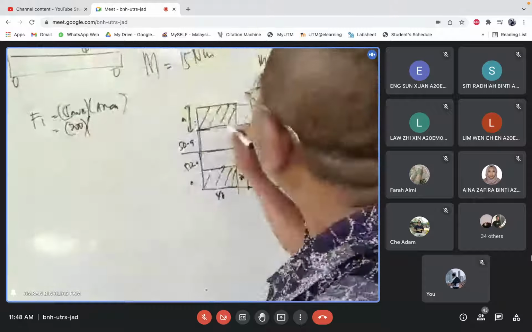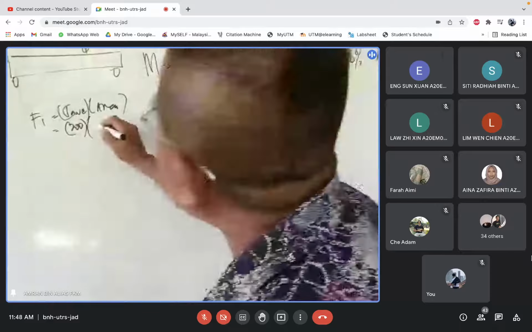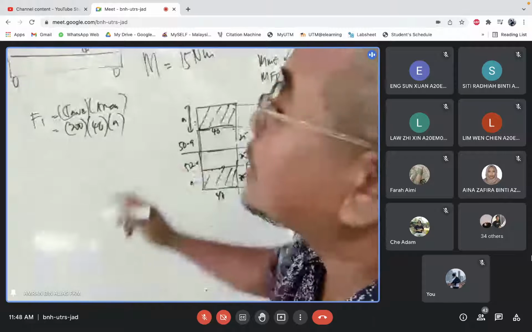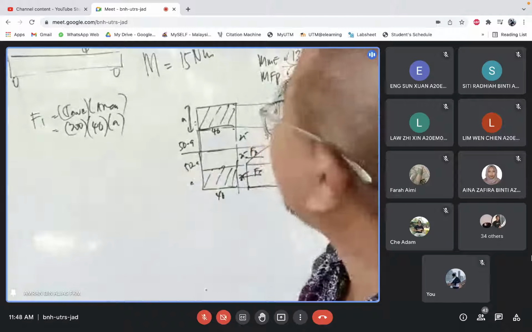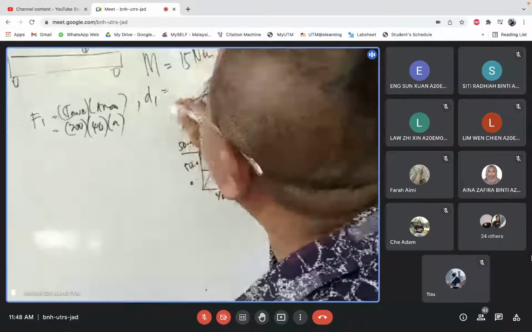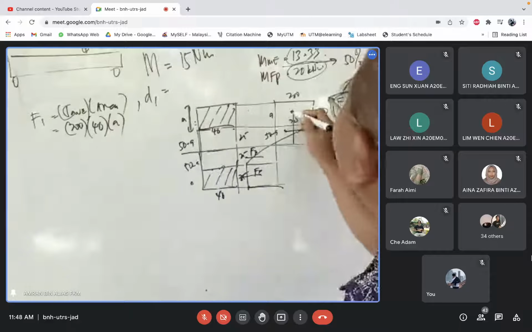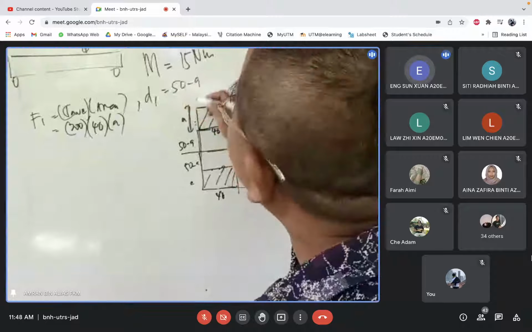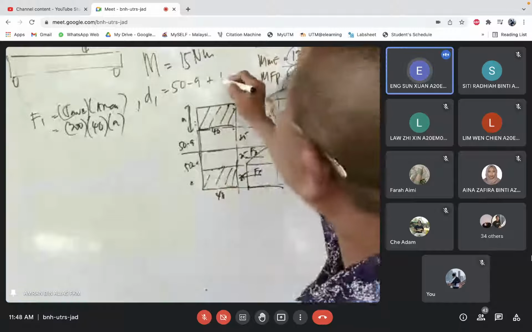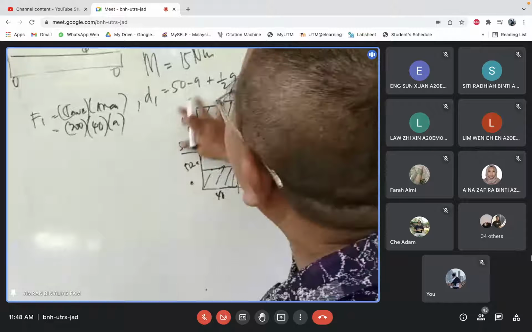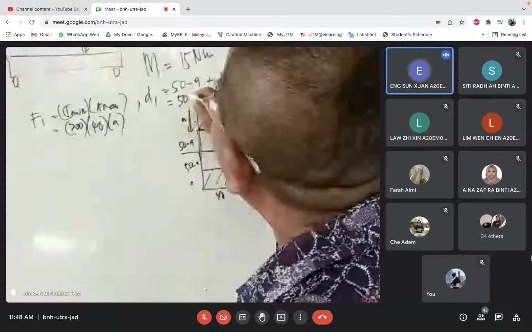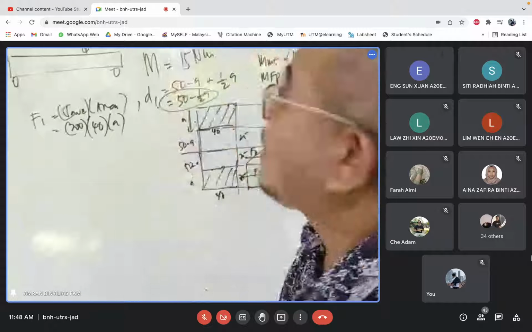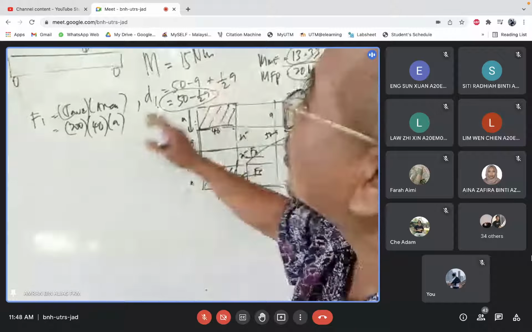And then your area is 40 times A, right? Now your answer is in terms of A. What is your D1? The center right there. How to get there? 50 minus A, plus half of A. So your answer is 50 minus half of A. So your answer is also in terms of A: your F in terms of A, your D in terms of A.